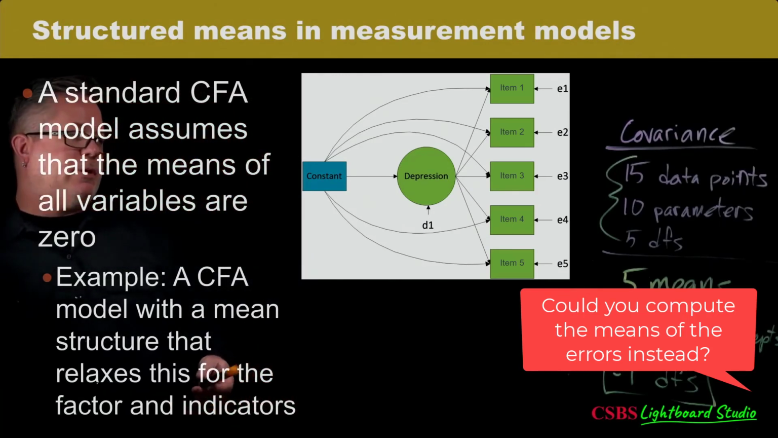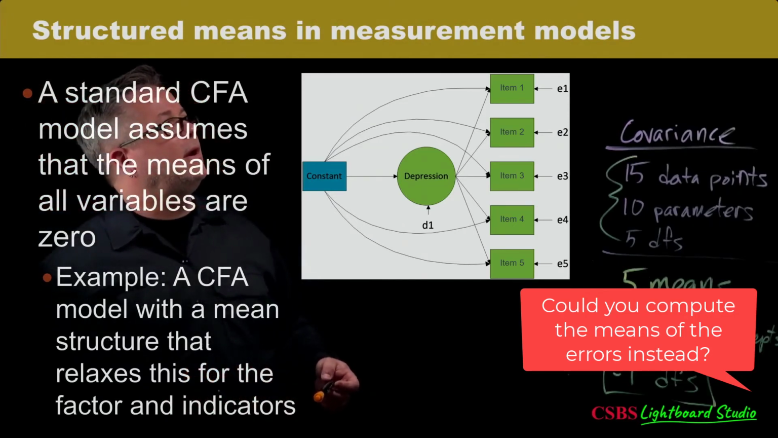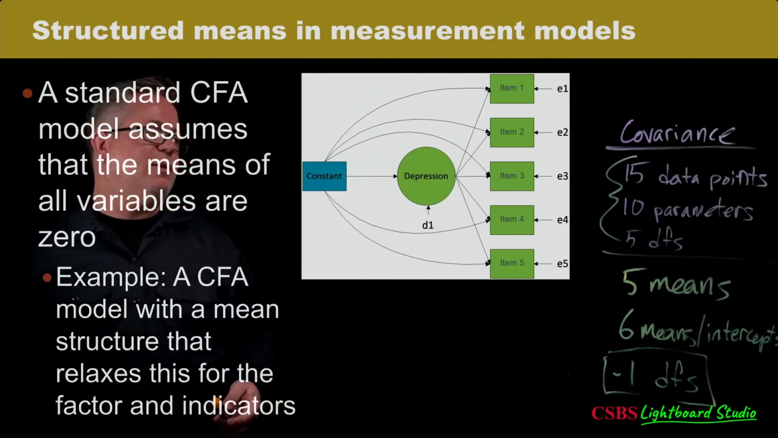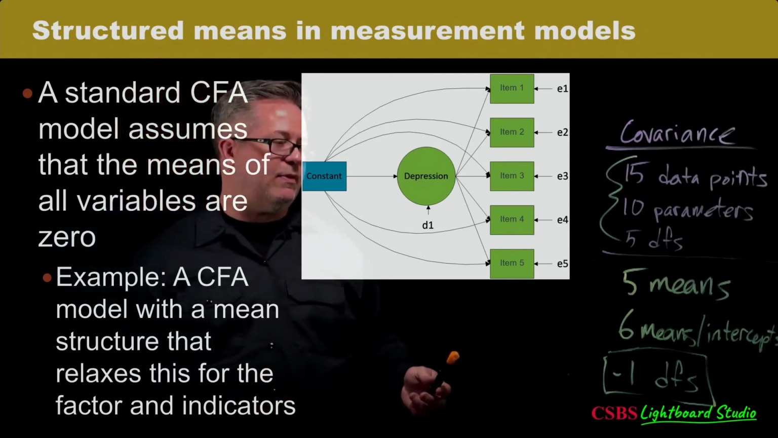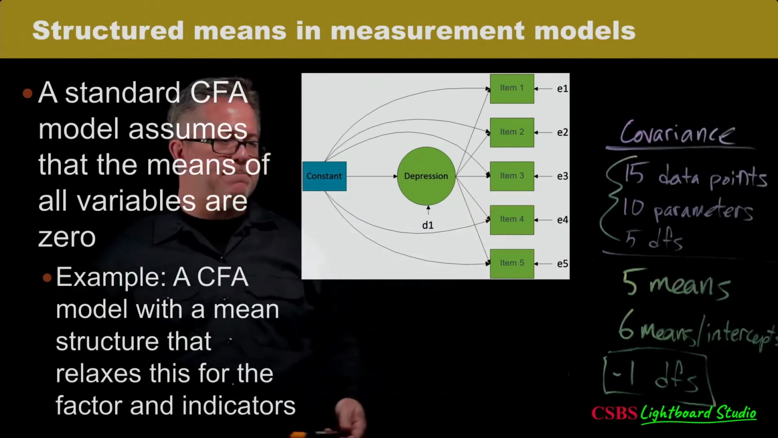It'd be the same. I mean, I'm not sure why you'd want to do that. Could you do that? I don't think you can do that. But even if you could, you would still have the same problem of having 5 means plus the depression mean, having too many.